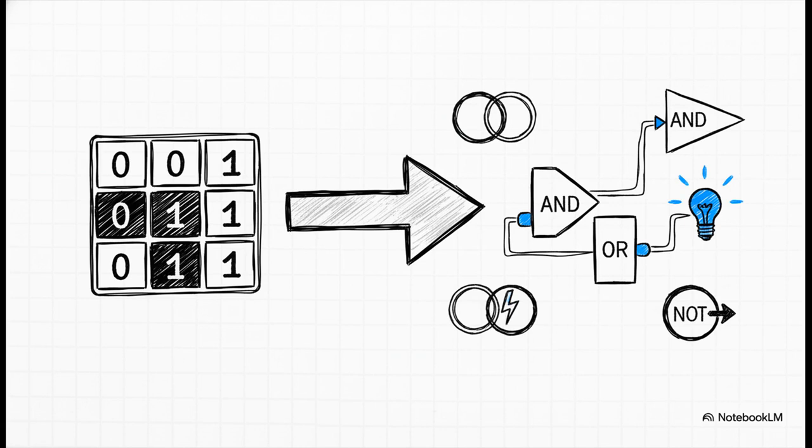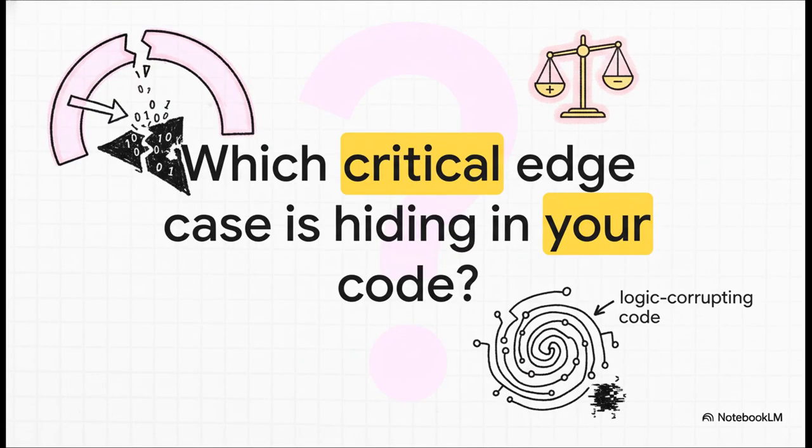In our next explainer, we're going to dive into how it's actually manipulated. We'll explore the fundamental building blocks of all computation, the bitwise operations AND, OR, XOR, and NOT. This is where the machine truly starts to reason. So we'll leave you with a final thought to take with you. Now that you know about the hidden asymmetry of signed numbers, ask yourself, which critical edge case, which silent logic-corrupting bug is hiding in your code right now?